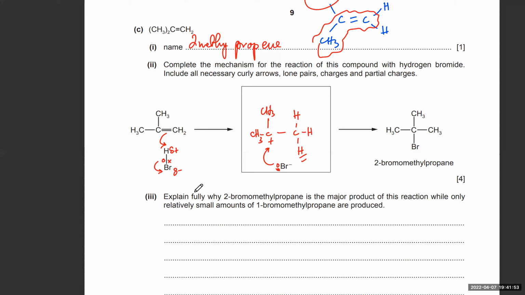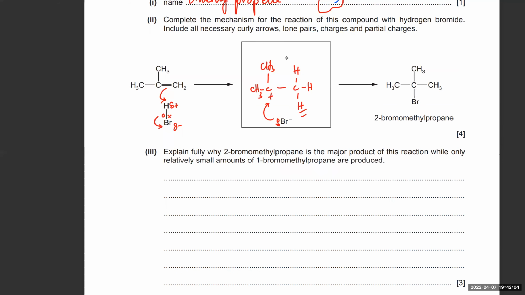And I think in the next part, he's saying explain fully why 2-bromomethylpropane is the major product, while only relatively small amounts of 1-bromo. So it all depends on this carbocation. You've got a stable carbocation and you've got an unstable one. The one that we have drawn above, I'm just copying the one above. That is a stable carbocation. The other one that is possible is the one where you had a double bond over here, and the H instead bonded with this carbon atom.